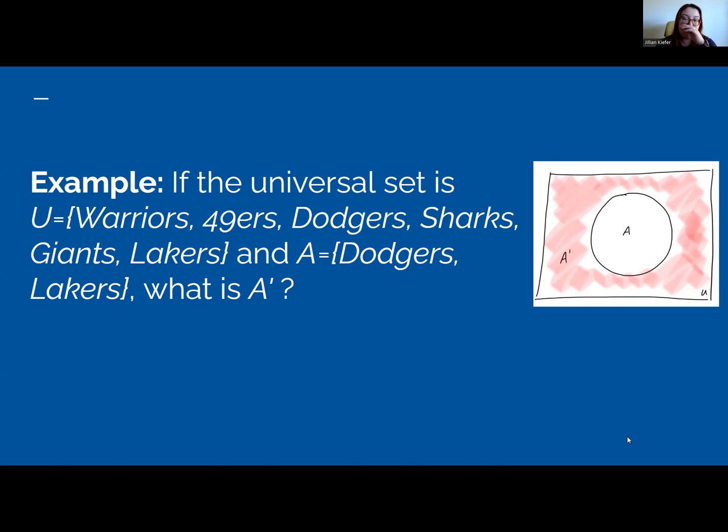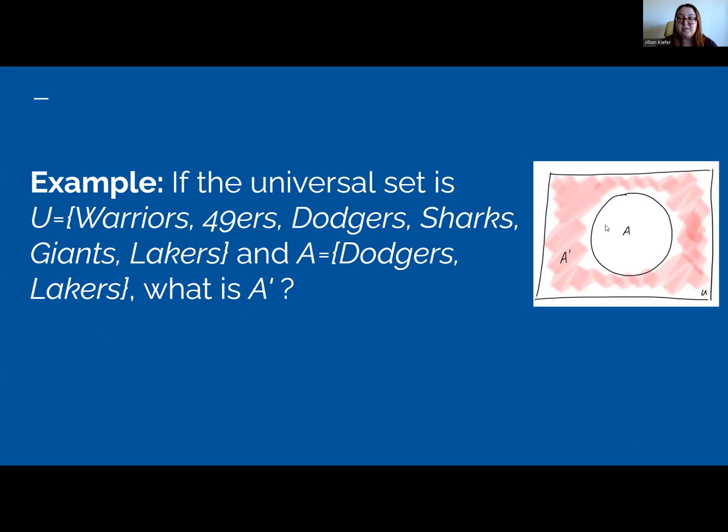So if we want to know what is A complement, we need to consider what is not in A, but still contained in the universal set. We have a diagram here, a little picture where it's colored in. We're finding a complement, so the shaded area is what we're trying to find. We're saying that A is the Dodgers and the Lakers. So A complement cannot contain those two teams. It would contain every other team.